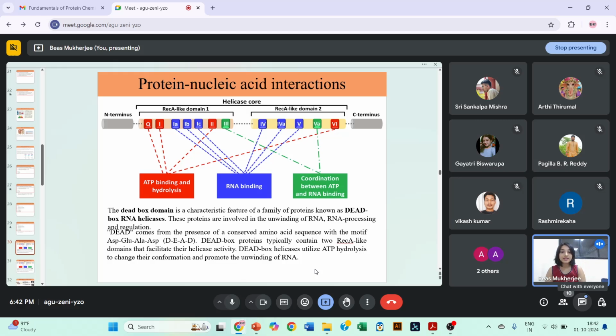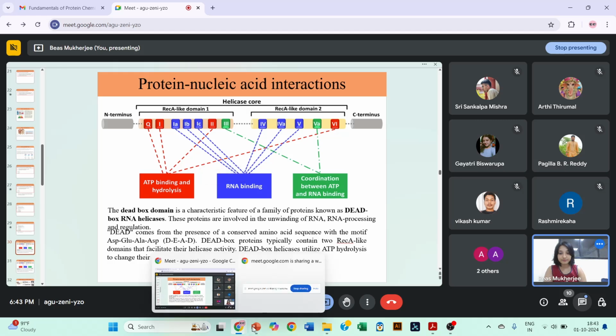So DEAD box proteins are typically made up of two RecA-like domains that facilitate their helicase activity. Okay, so you can see that there is RecA domain 1 and RecA domain 2 that help in helicase activity by using ATP. DEAD box helicases utilize ATP hydrolysis to change their conformation and promote the unwinding of RNA. So RNA unwinding and change in conformation is achieved.